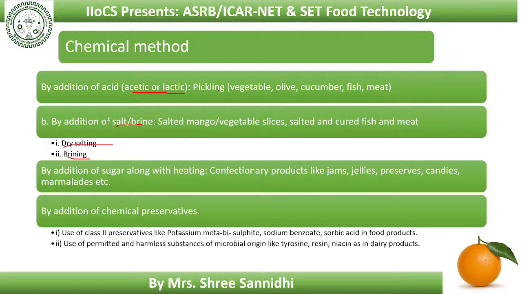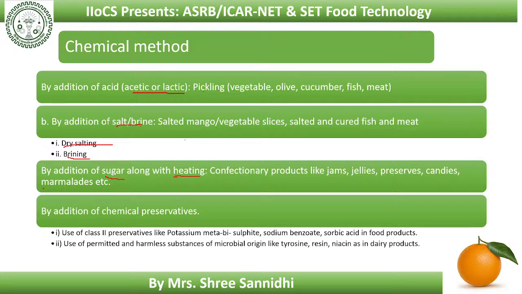The third method is by adding sugar along with heating. So sugar causes osmosis and heating kills the microorganisms. This is used in confectionery products like jams, jellies, preserves, candies, marmalades, etc.